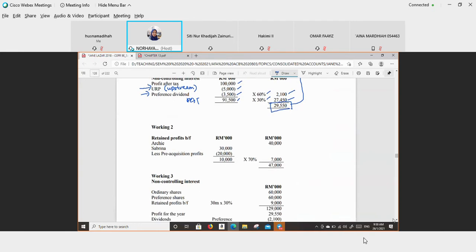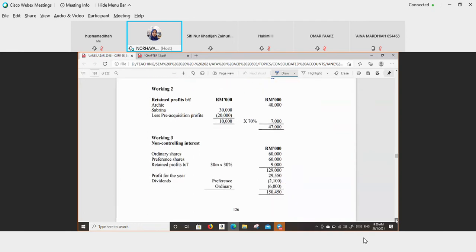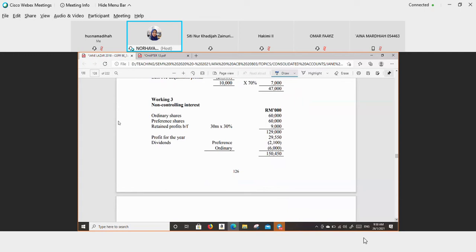Dalam composition tu dia akan ada ordinary share. Okay, dia akan ada ordinary share. Okay, ordinary share which is out of, macam mana? Khadijah, sila nampak ordinary share for non-controlling interest ni? Yang ni yang trigonometry ni. 200 million minus 200 million times berapa persen? Times 30. 30%.